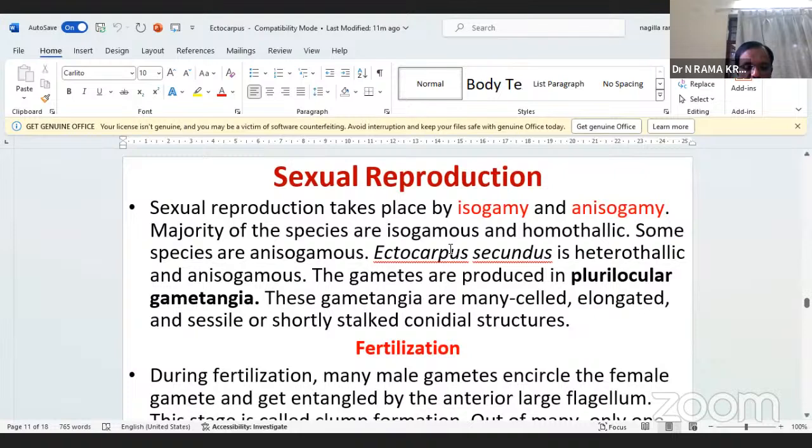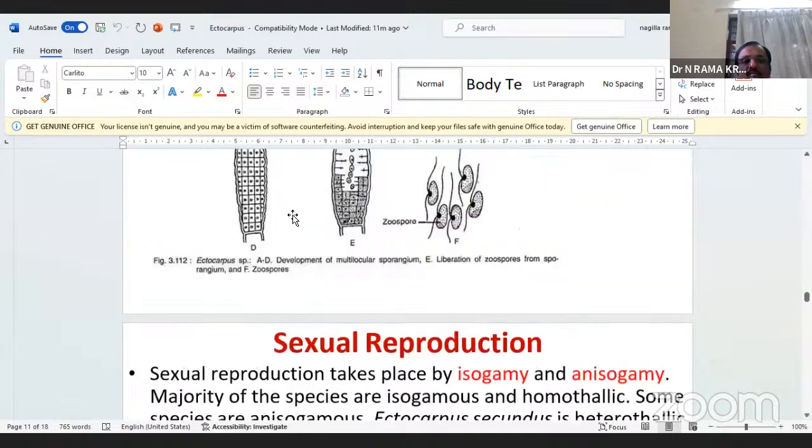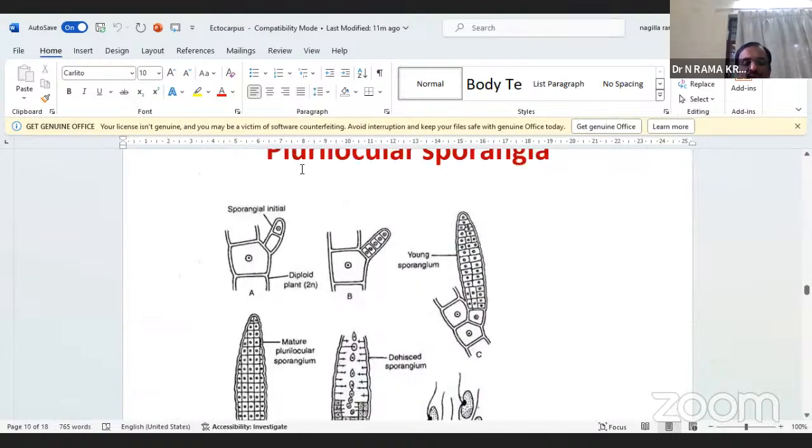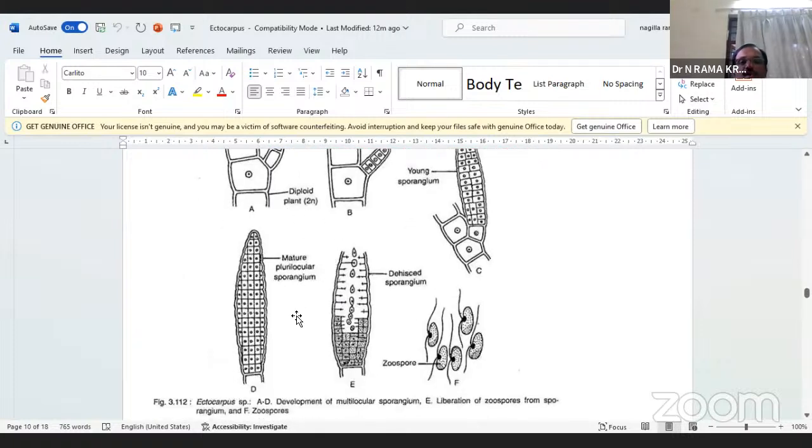Plurilocular sporangia develop from terminal cells. This is the same as what we completed before. Here also, terminal cells with small branchlets act as sporogonial mother cells, which divide by repeated mitotic divisions, forming vertical rows. So we are looking at how the mitotic divisions go on and how much development takes place.